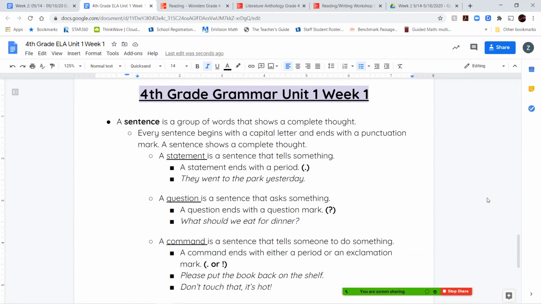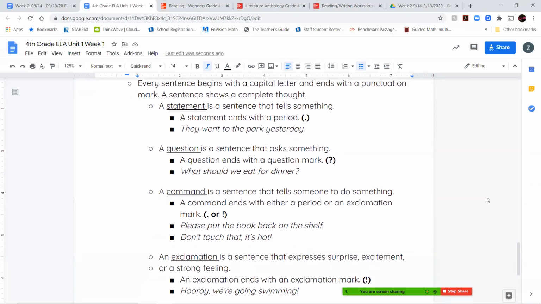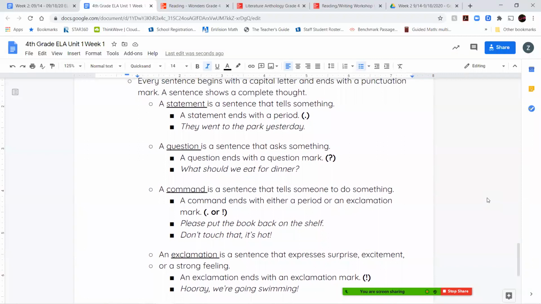Now, we're going to talk about 4 different kinds of sentences. The first one is called a statement. A statement is a sentence that tells something. They went to the park yesterday. I have a new puppy. My sweater is blue. They're just telling you something. And those kinds of sentences end with a period.